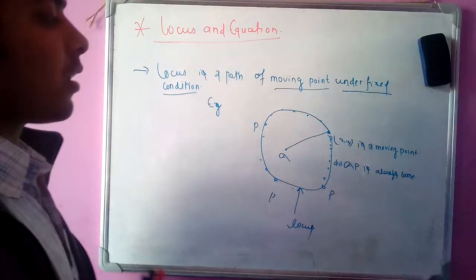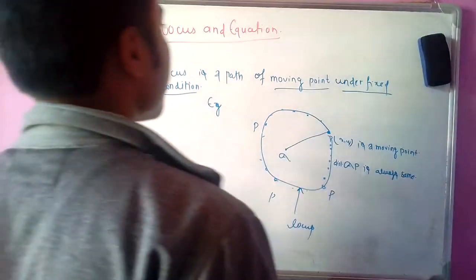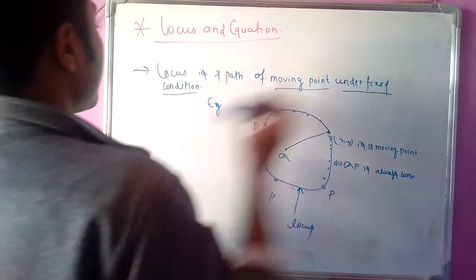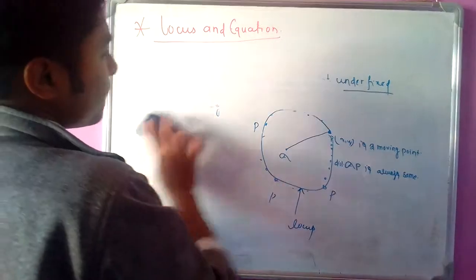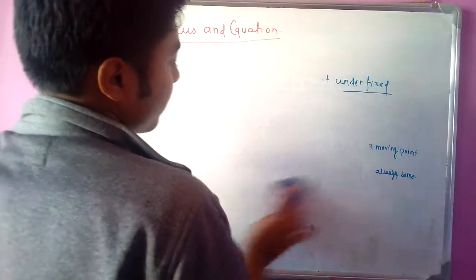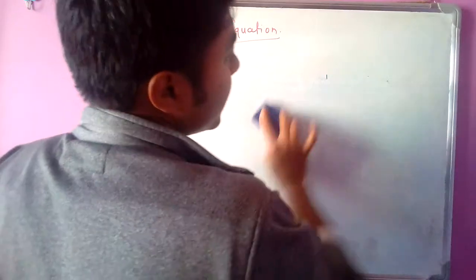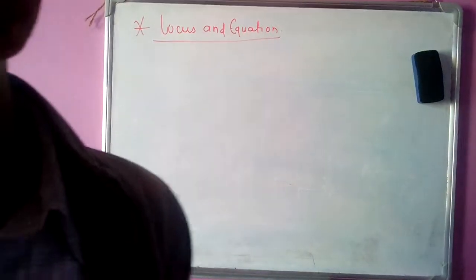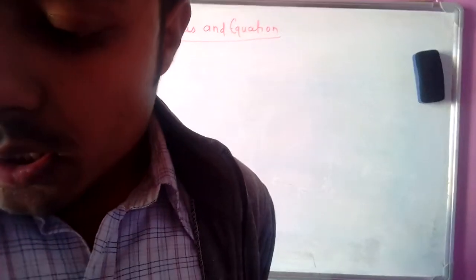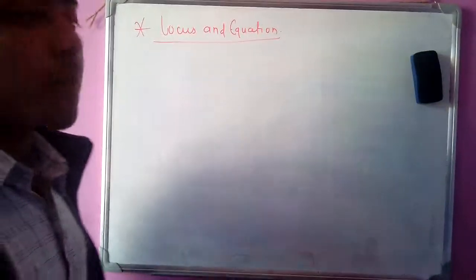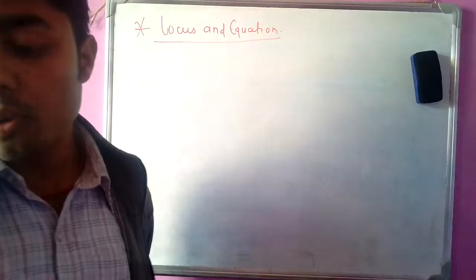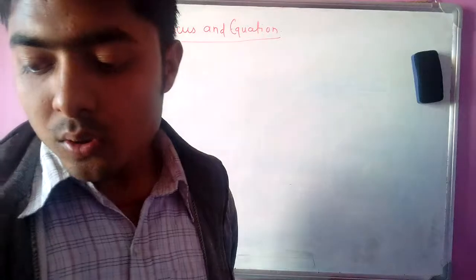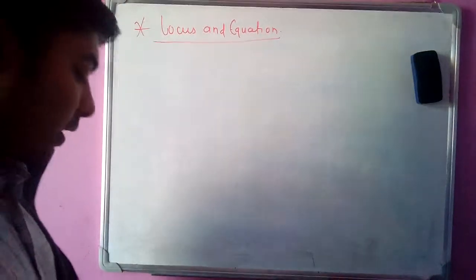So we have understood what locus is, what the fixed condition is, and what the moving point is. Now we will discuss how to solve problems. This is a simple introduction, and now we will solve a problem related to locus. So let's take one example.